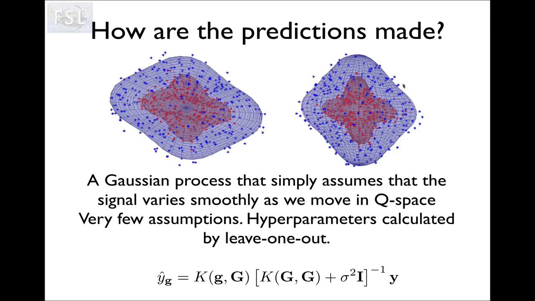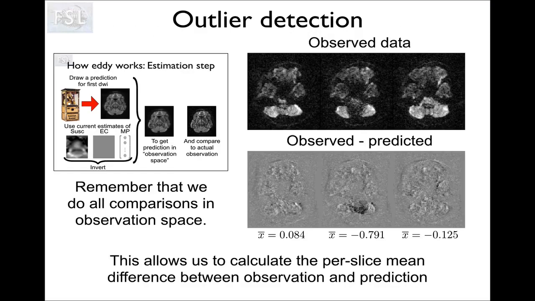Now, the way that Eddy models this is using a Gaussian process, and all that assumes is that the signal varies smoothly as we go around these different angles in space. And the predictions here are given by the surface, and the actual data points that we fitted this surface to are given by these data points. So you can see that mostly the data points and the predictions are quite close, as you would hope with any fitting. Right. So, detecting outliers.